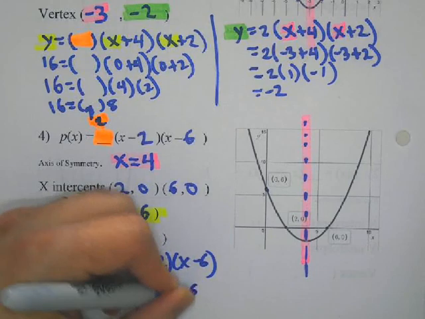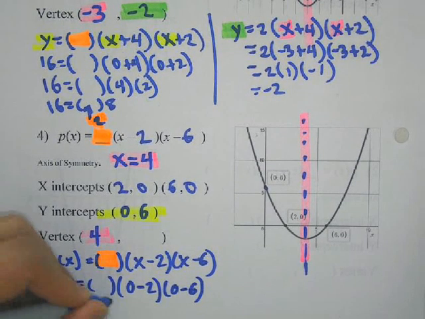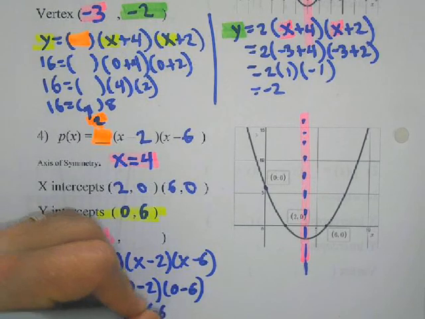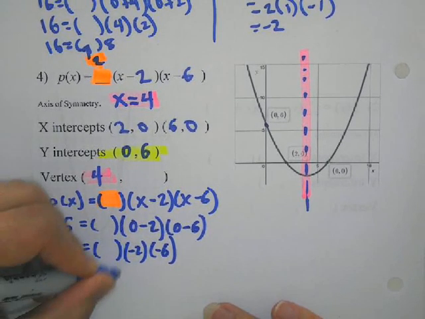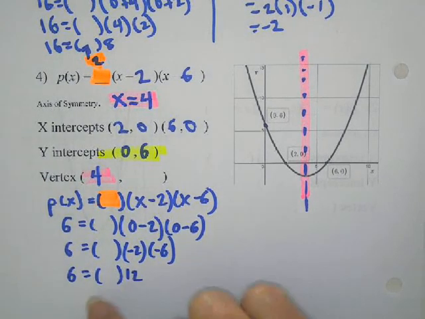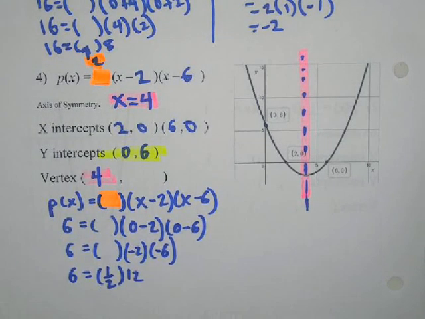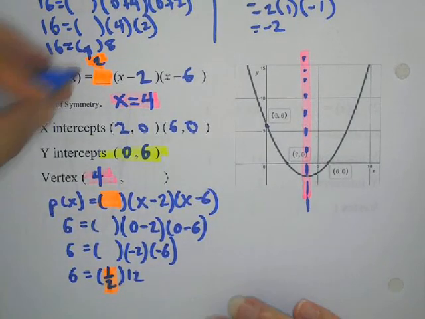Okay, so then I get 6 equals something times negative 2 times negative 6. Well, negative 2 times negative 6 is positive 12. So to get 6 when I multiply by 12, this is going to have to be 1/2, because half of 12 is 6. So now I know this value is 0.5, or 1/2.